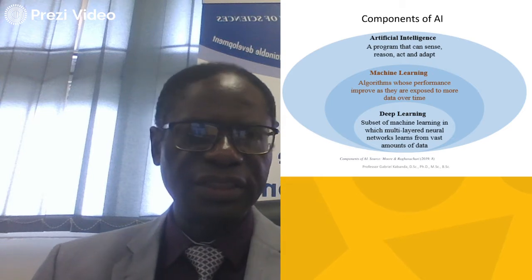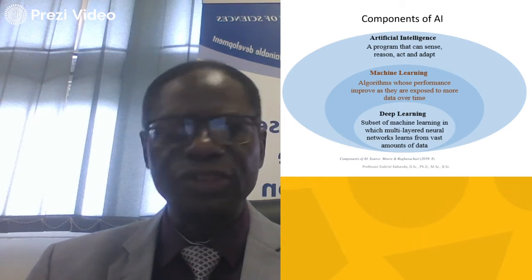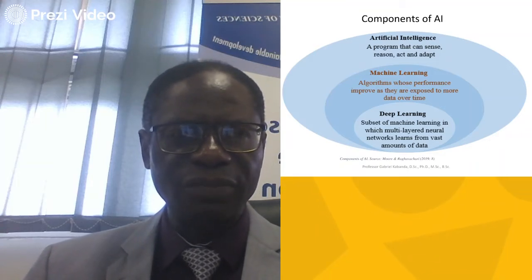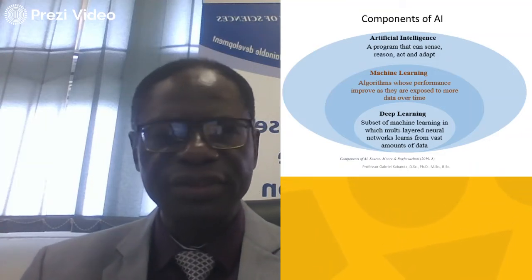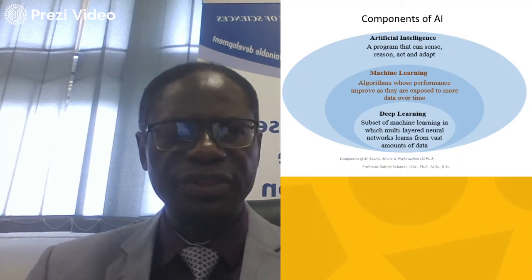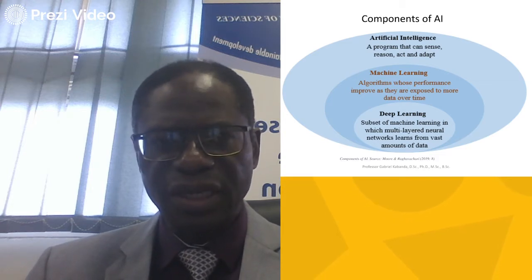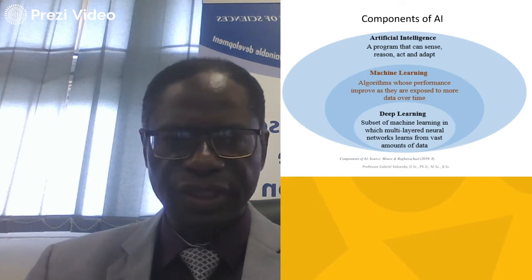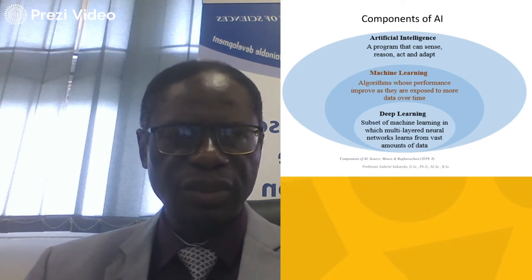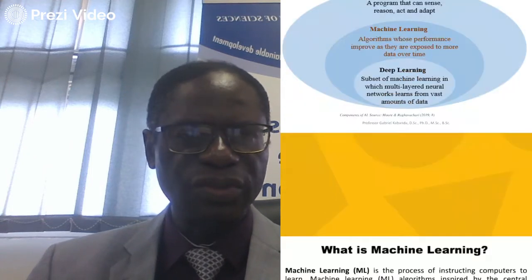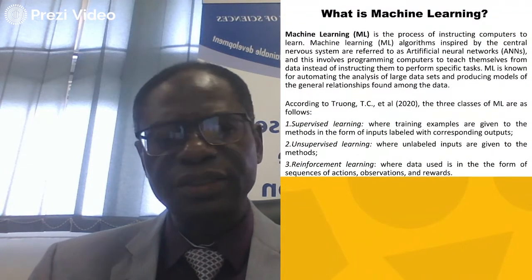In artificial intelligence, we are looking at programs that can sense, reason, act, and adapt to what happens in an environment. But one of the groups that is of particular interest in this discussion is machine learning, whose interest is essentially on algorithms whose performance improves as they are exposed to more data over time. And we may even get to the extent of using deep learning, which is a subset of machine learning, which works on various neural networks we have in an organization.